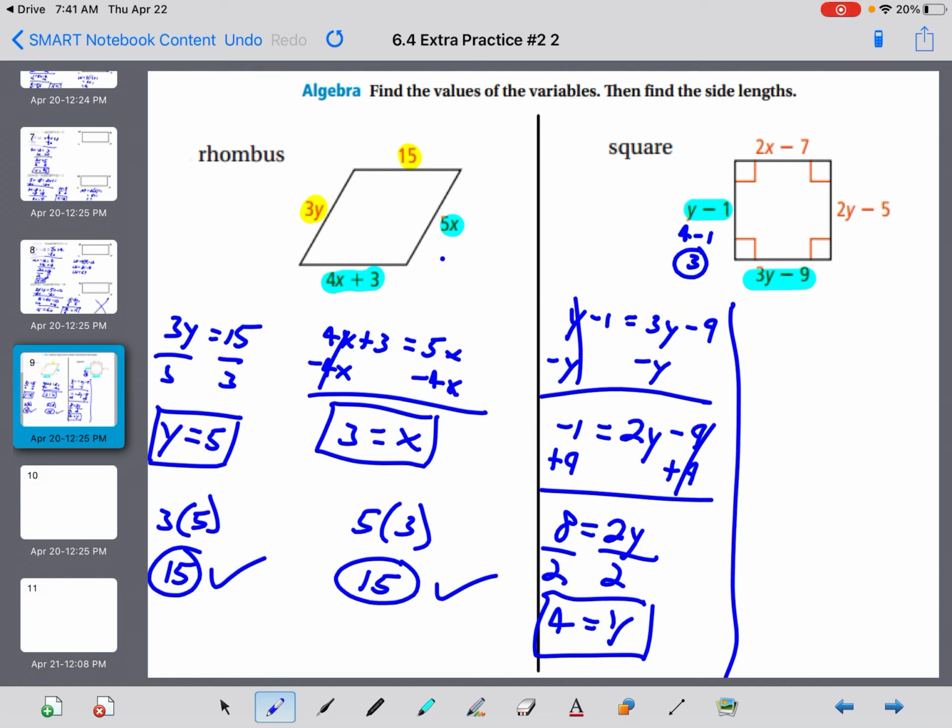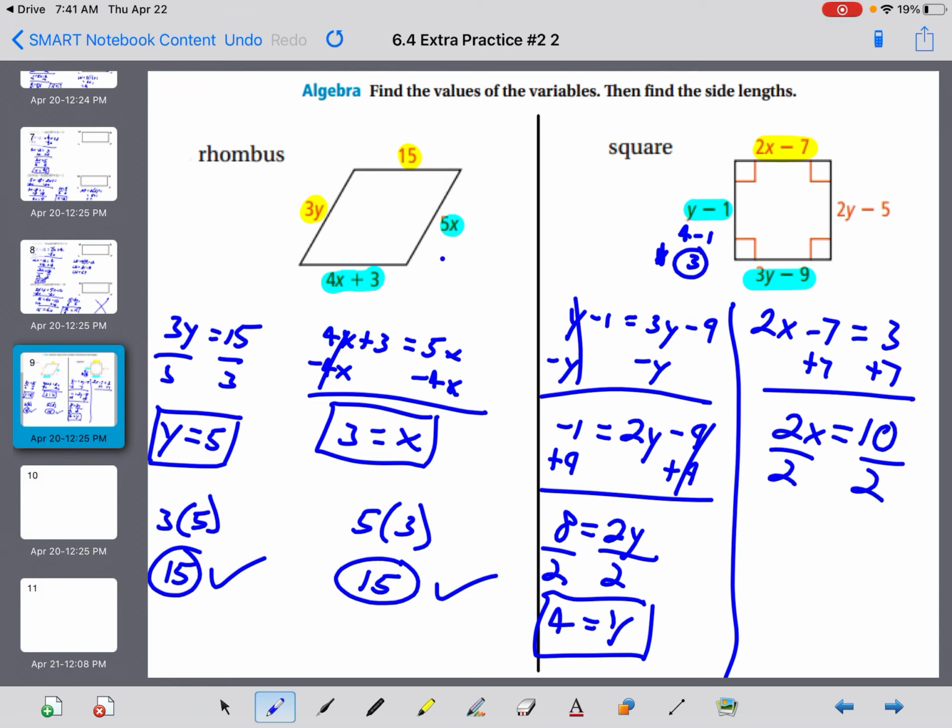And that's where this second part comes in. We have to use this x equation in some way. So 2x minus 7, and we know it's supposed to equal 3. Add 7, 2x equals 10. Divide both sides by 2, and x equals 5.